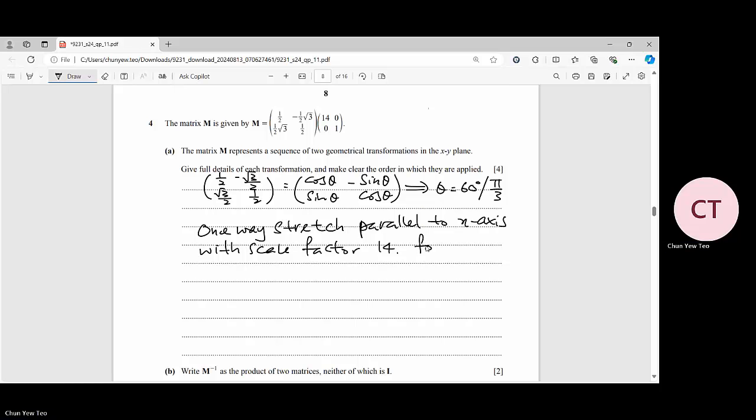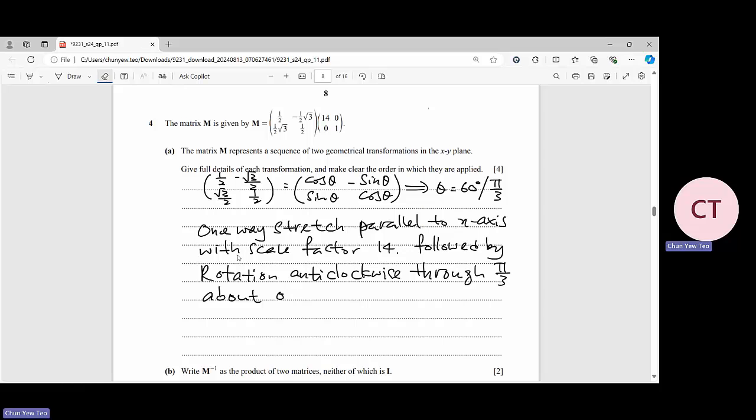Followed by, and now we have another transformation followed by rotations anti-clockwise through 60 degrees, or you can say pi over 3, about the origin. About the origin. Okay, so this will be the answer for the 4A.